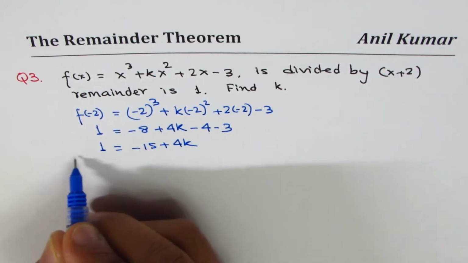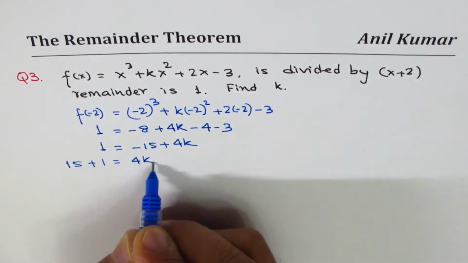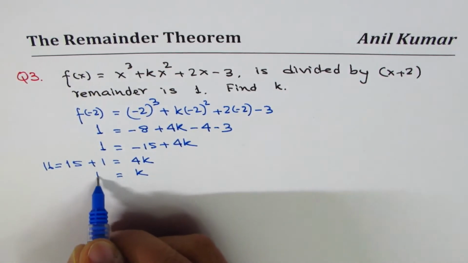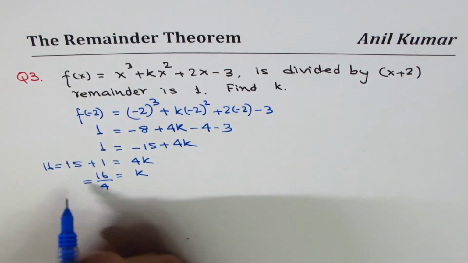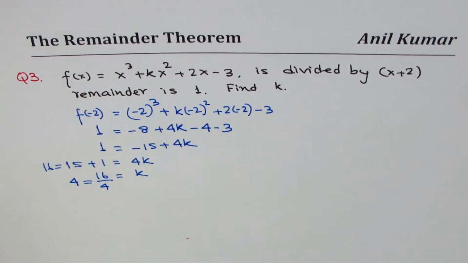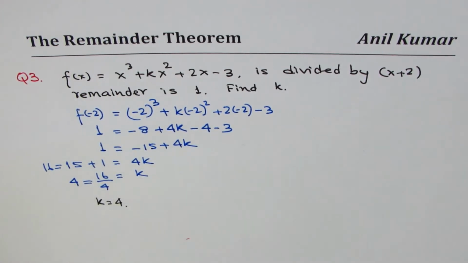Bringing it to the left, 15 plus 1 is 4k, which is 16, right? So k is equals to 16 divided by 4, which is 4. So that is how we can find the value of k in the given function, right? So we have our solution that k is equal to 4.